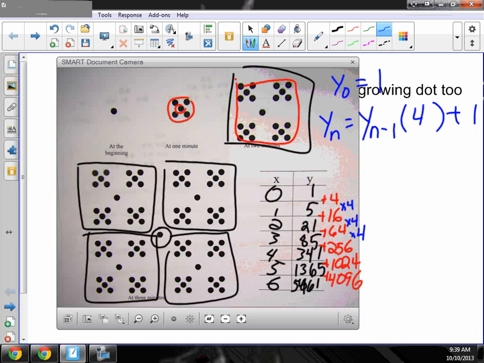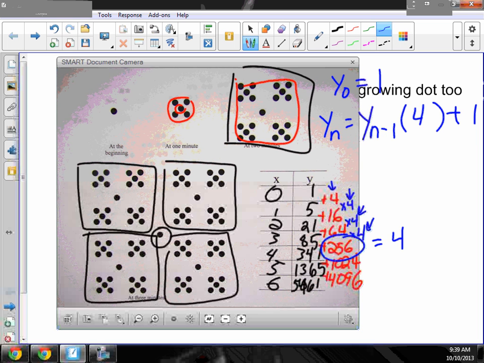So how many 4s are there in 256? Well, there's 1 4, 2 4s, 3 4s, and 4 4s. So another way to write 256 is 4 to the 4th. How many 4s are there in 1024? 5, so that's really 4 to the 5th. Does everybody see that?